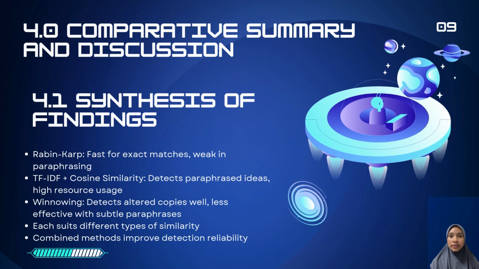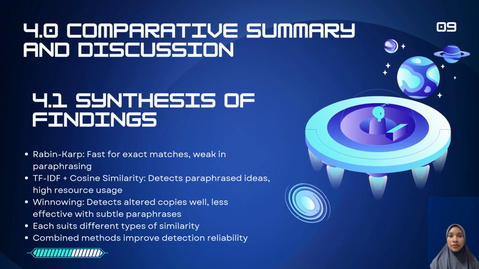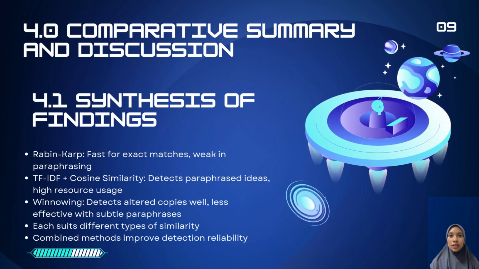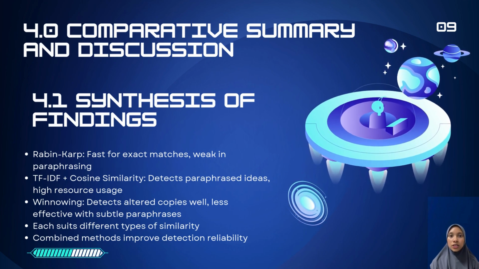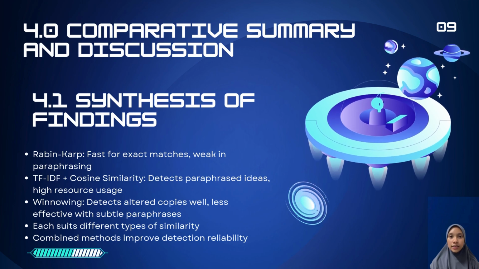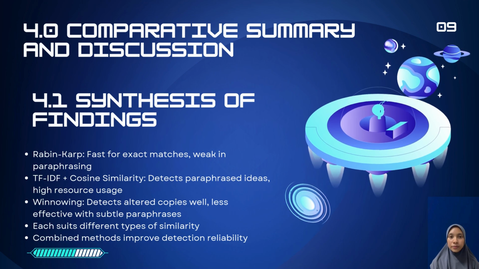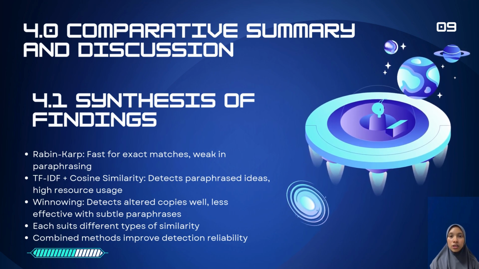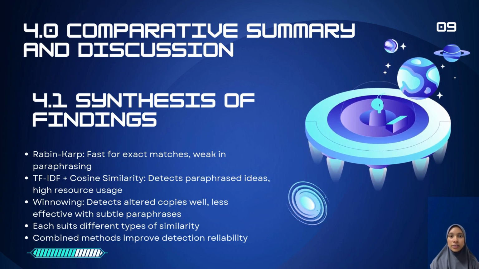While on the other hand, winnowing applies a fingerprint method that is effective in identifying large copied sections, even if small changes have been made. It works by generating fingerprints from the text and comparing them to find structural similarities. While this method is efficient for detecting disguised or cosmetically altered content, it may not recognize subtle paraphrasing.